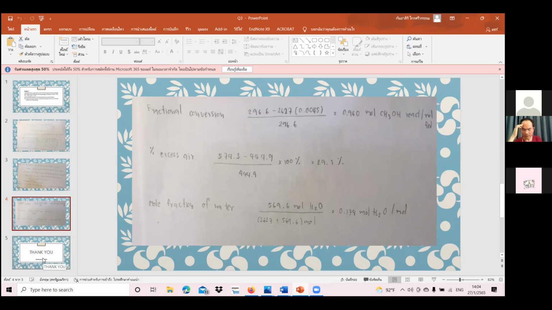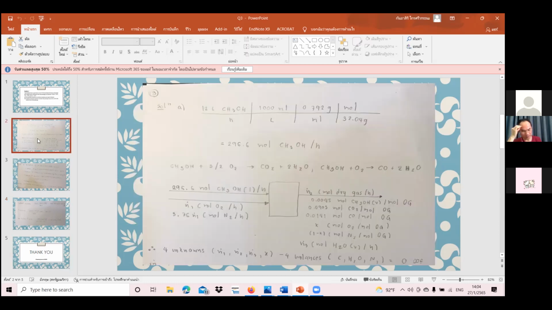Go back to the technique of degree of freedom analysis. How many degrees of freedom for this? 4. Zero. Okay, 0. That's right. For this case, you use the atomic balance, and you balance carbon, hydrogen, oxygen, and nitrogen. Okay, go to the next slide.